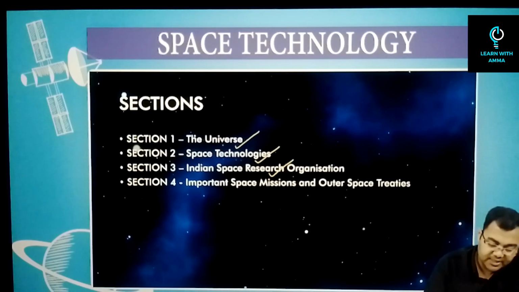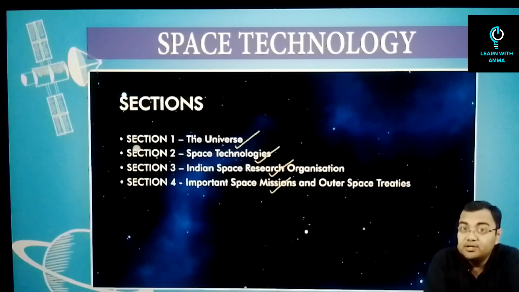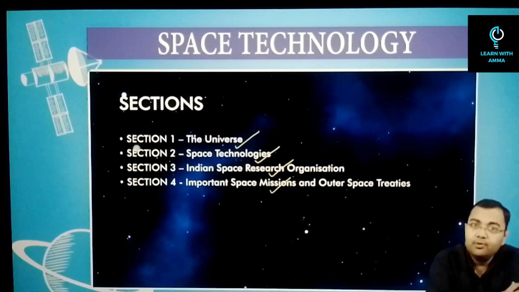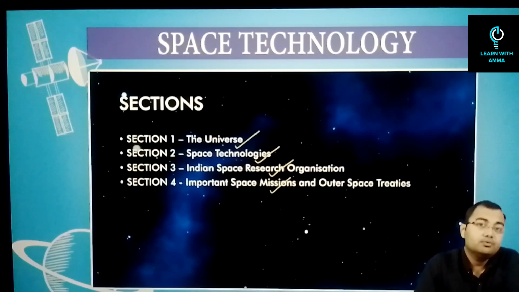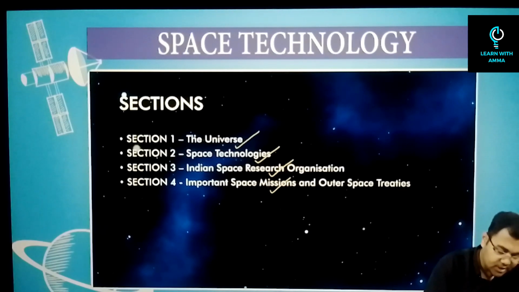And then in the fourth section, we'll learn about some of the very important space missions, whether Indian or foreign, and some of the outer space treaties. So this is how we are going to divide the entire module that you are going to learn. So first of all, let's start with the first section, and that is about the universe.